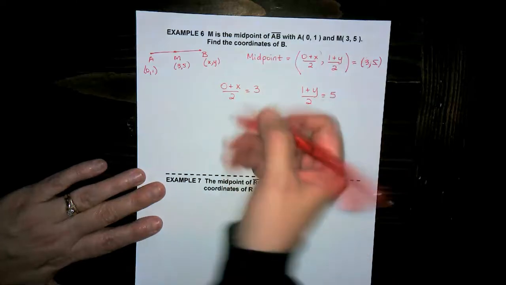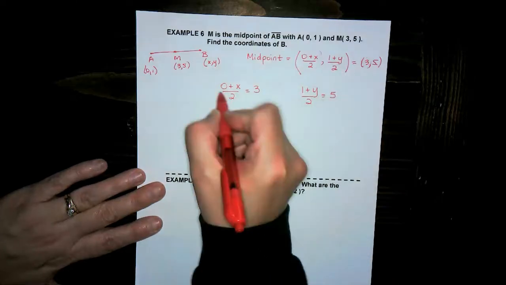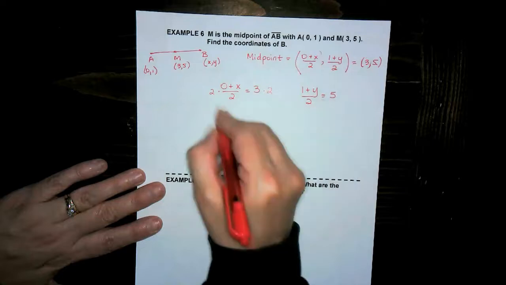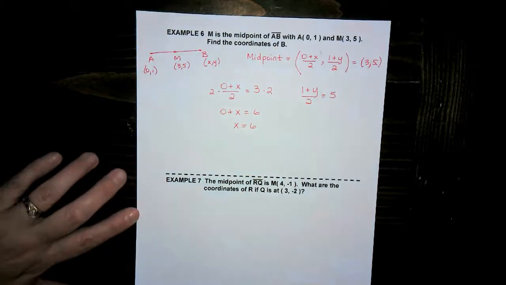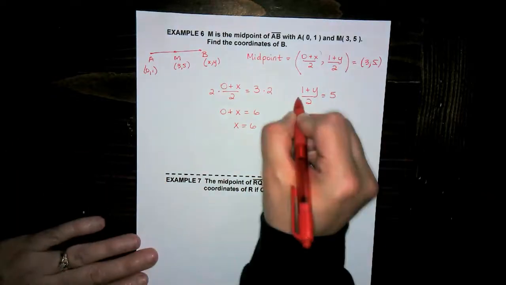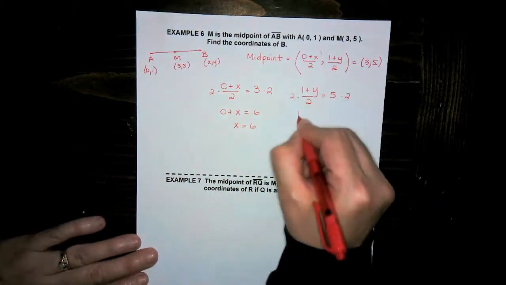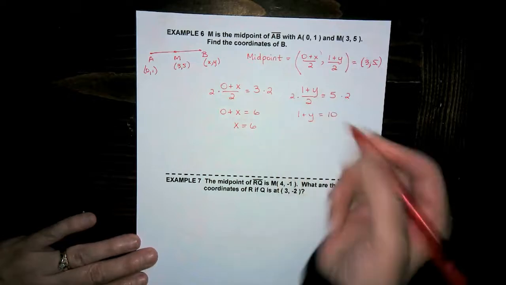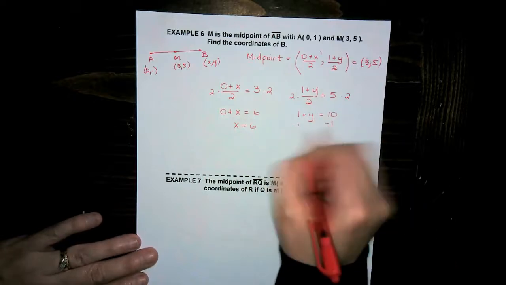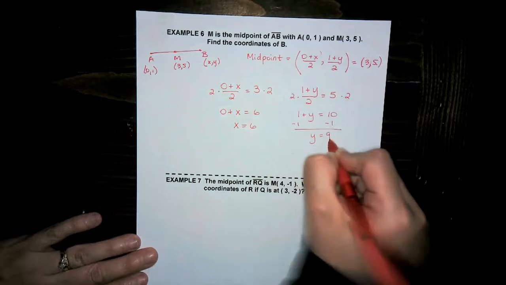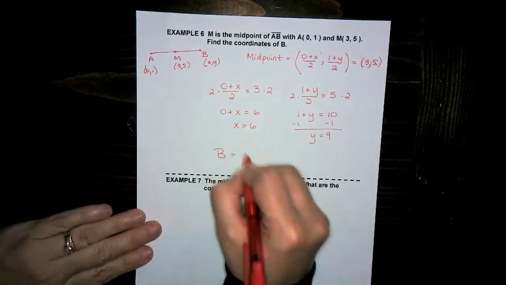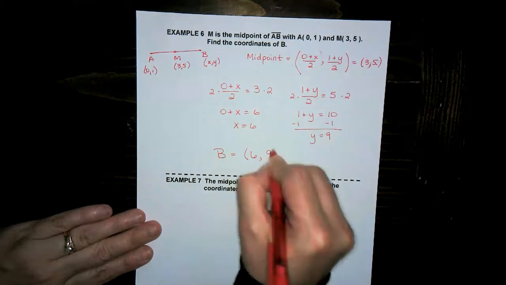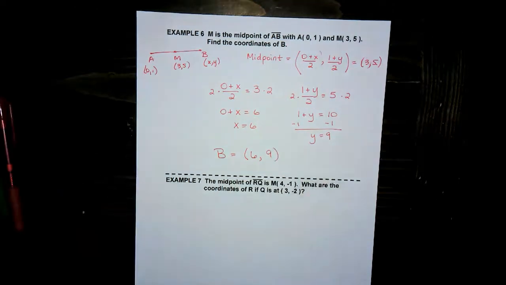And now let's solve. So I'm going to multiply both of these by 2. That's going to give me 0 plus x equals 6, or just x equals 6. So now we know the x coordinate for B is 6. Let's do the same thing here. We'll multiply by 2. That'll give me 1 plus y equals 10. And then I'll subtract 1 from both sides, and I get y equals 9. So now I know the coordinates of B. They are 6 is the x coordinate, and 9 is the y coordinate there.